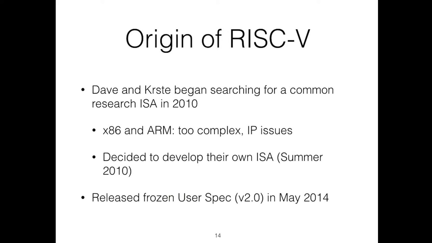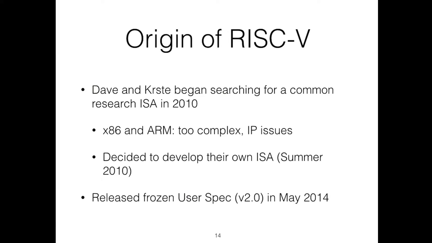I mean, Intel used to send out these printed books of their manuals, and it's like five volumes and it fills a bookshelf. ARM's specs are also several thousand pages, so they're fairly complex ISAs. And then there are IP issues. If you want to distribute your research, if you want to distribute the cores, you can't really do that unless you're willing to pay royalties and deal with lawyers and all that stuff. So it's not ideal for researchers.